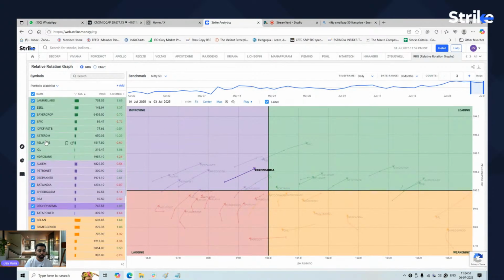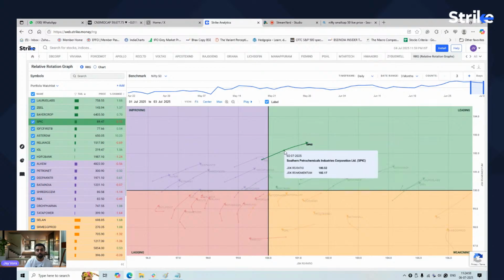Spic also, which we spoke about, you can see that it is also rising higher. Its momentum is rising higher, its RS is also rising higher, and in weekly it is turning around. So this might end up being a good setup. But as I mentioned, you always need to look at the setups individually. But RRG will help you quickly understand what actions you need to take on those stocks.